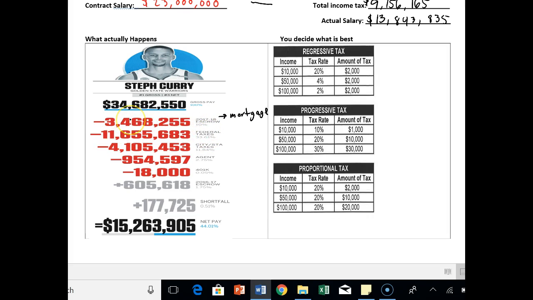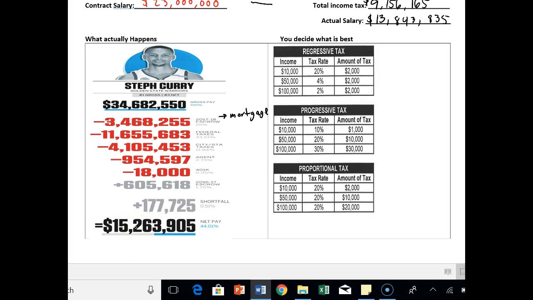His federal taxes, makes sense that he's up around $11 million. His city and state taxes are up around $4 million. So when we were doing income tax, we didn't even take into account the city and state taxes, right? Then he's got to pay his agent almost $1 million. He manages his retirement plan, his 401k, $18,000. He gets some of that escrow money back because sometimes you pay too much in property taxes, and some of his taxes is shortfall he gets back. So at the end of the day, when he's making $34 million, the actual money that he gets to count as his is $15 million.